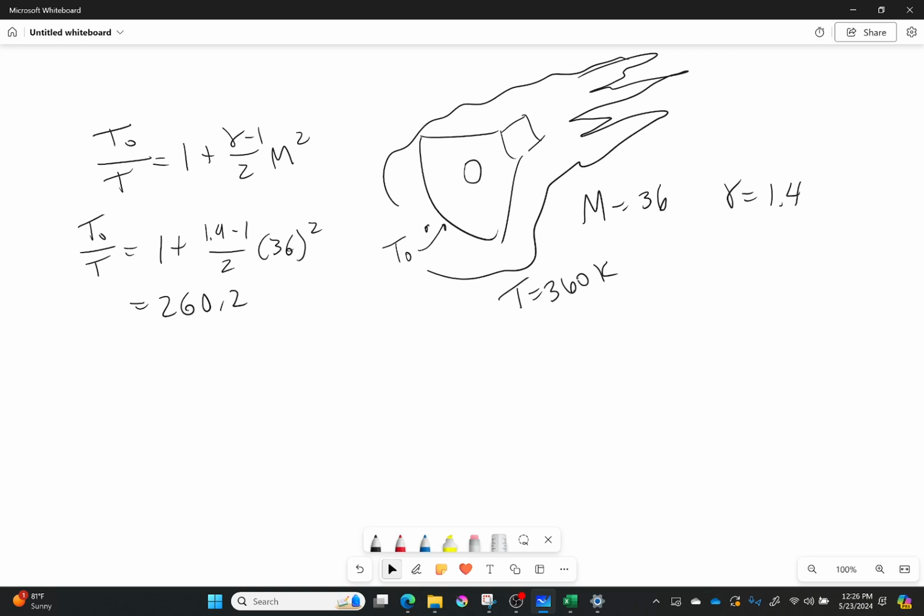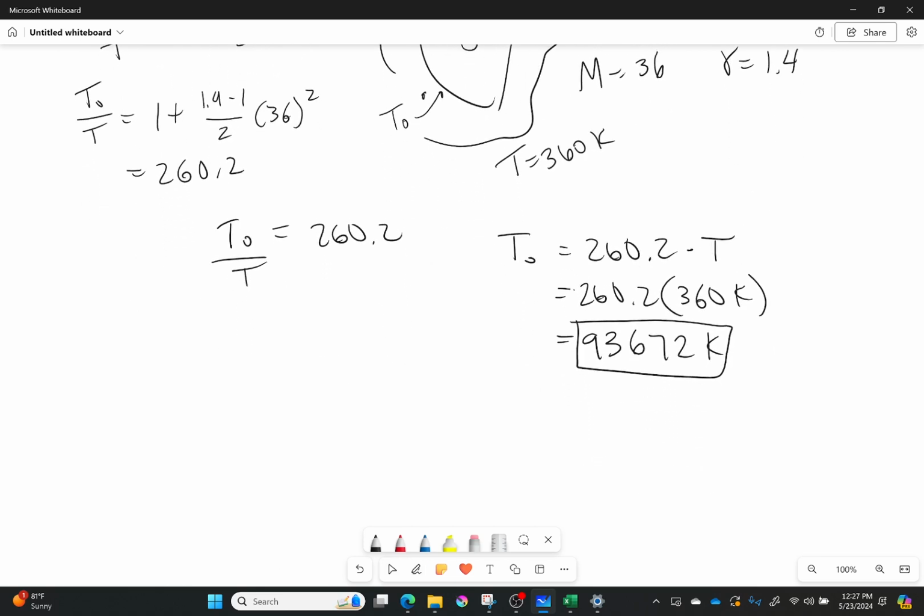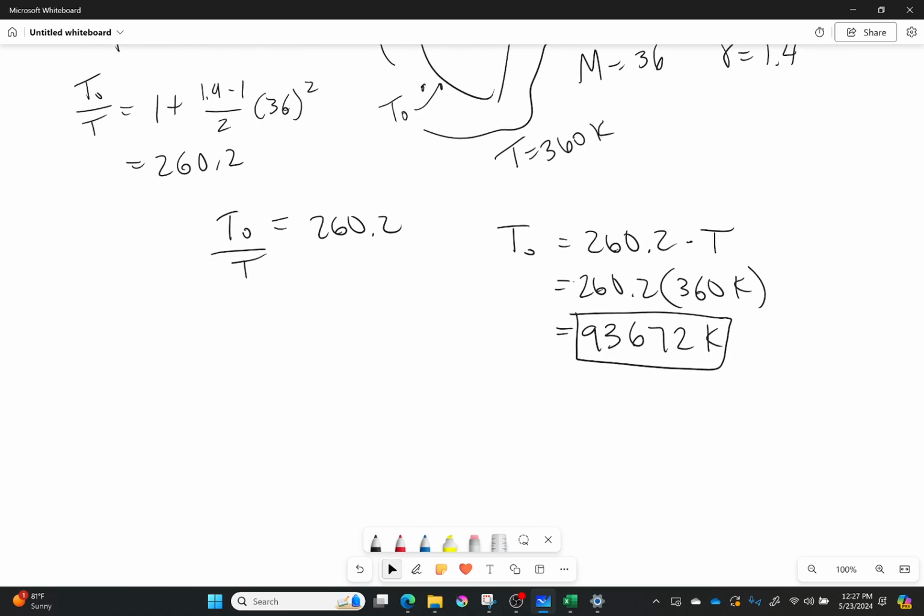Because we can take that, we can do that now. So let's find out what T naught is. T naught over T is equal to 260.2. And therefore I can see that T naught is equal to 260.2 times T, which is equal to 260.2 times 360 Kelvin. Or in other words, would be 93,672 Kelvin, which is really, really, really hot. However, it's wrong.